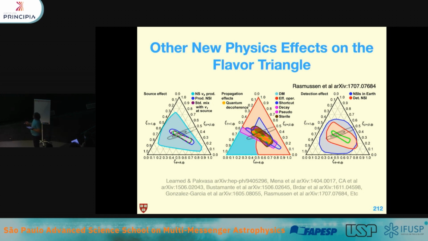So here is again this triangle. Remember always electron flavor, muon flavor, and tau flavor in all of this. And this shows you the different ways in which you can modify the neutrino flavor depending on where you put your effects. So for example, here, these are source effects. If there is a non-standard interaction, something that's not predicted in the standard model, at the source, you can modify it within this boundary here. If you have production of heavy neutrinos, so this is this new state, you can have something like that in flavor at Earth. You can also have effects at detection.